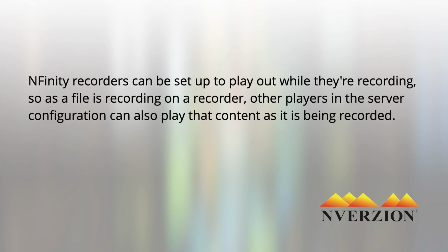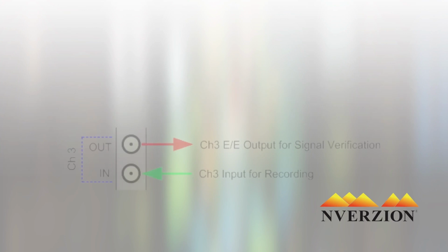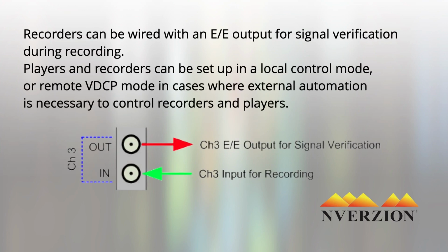NFinity recorders can be set up to play out while they're recording. So as a file is recording on a recorder, other players in the server configuration can also play that content as it is being recorded. Recorders can be wired with an E2E output for signal verification during recording.